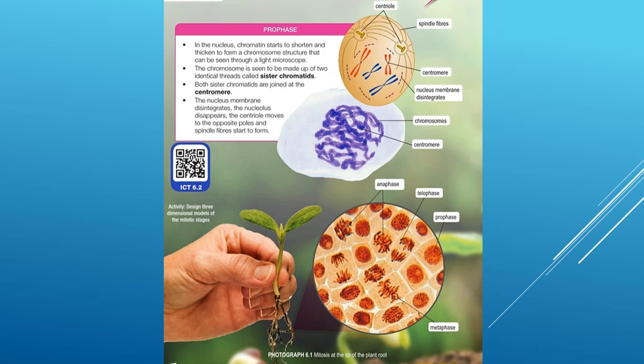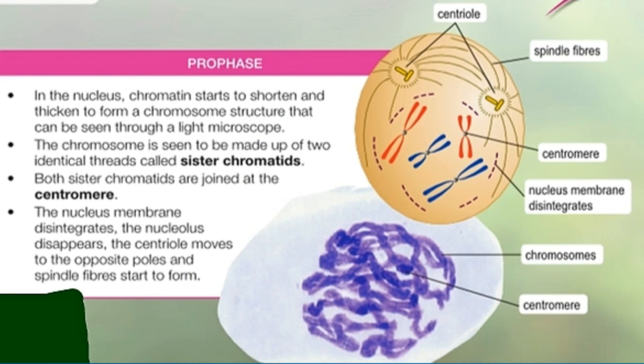Okay, so kita sudah belajar PAKMAT itu. PAKMAT, P-M-A-T. So stage dalam mitosis, the first one is P, M, A baru T. P itu adalah prophase. So kita pergi kepada prophase terlebih dahulu.